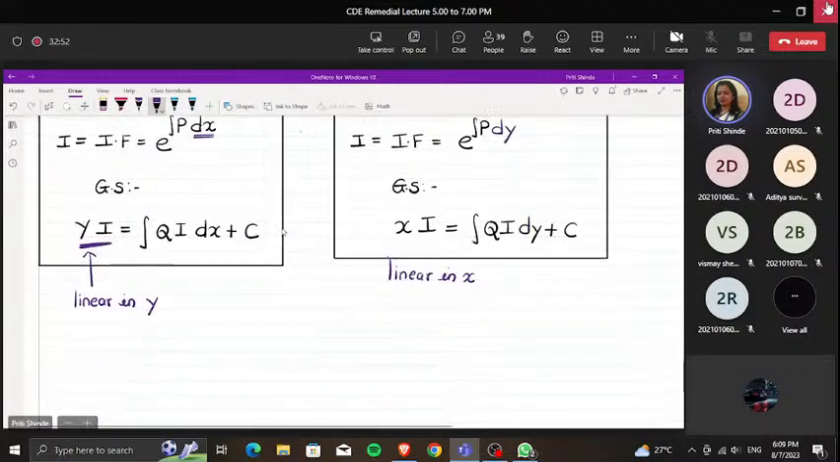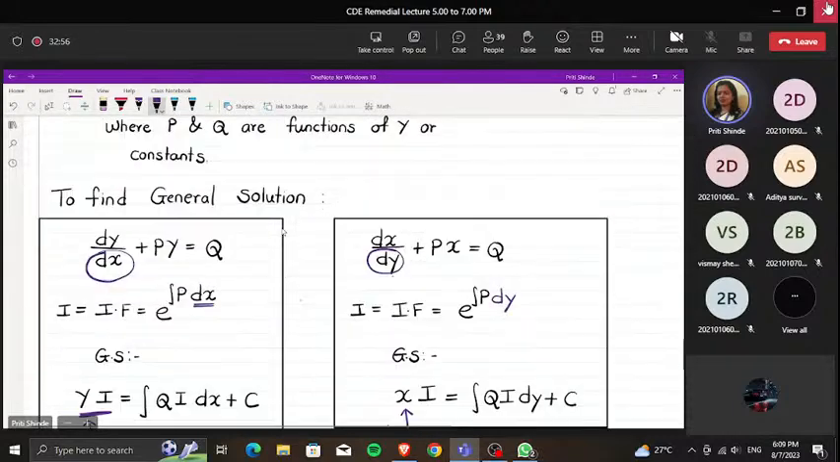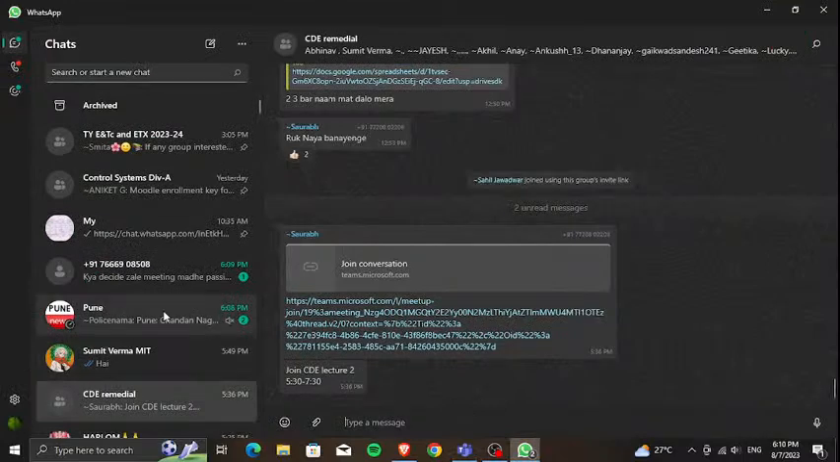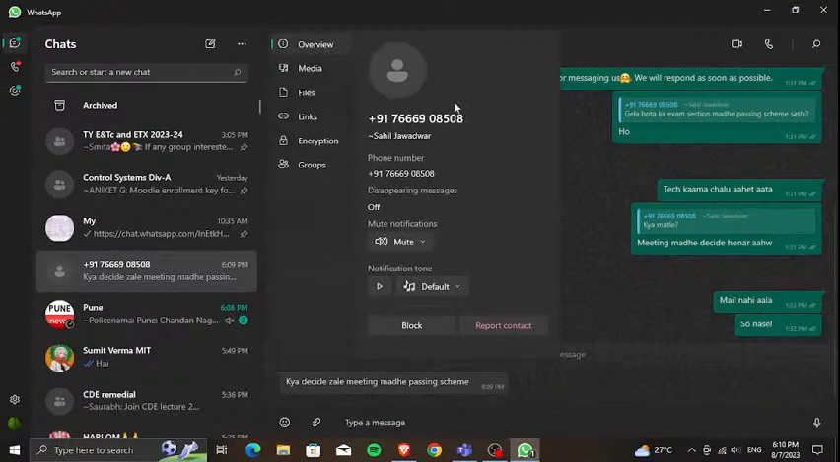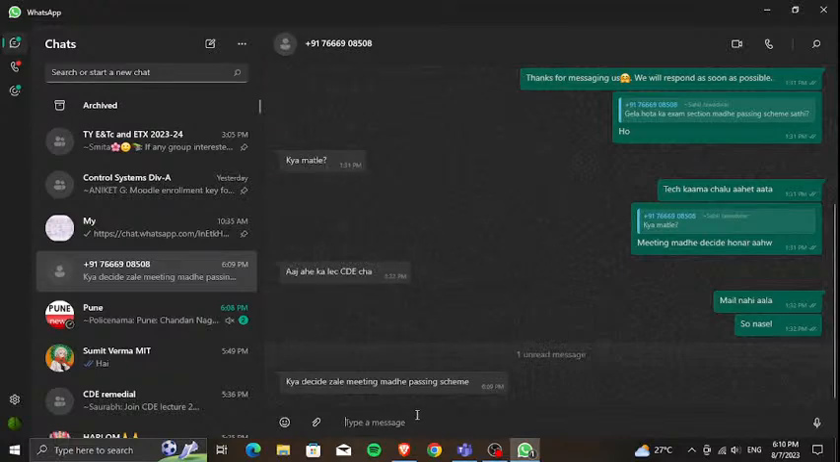Second one is linear in x, so your left hand side is x into I. First one is linear in y, so my general solution is y into I. Integration is with respect to x or with respect to y, depending on your differentiation. First, differentiation with respect to x, so integrate with respect to x. Second one, differentiation dx by dy with respect to y, so integration is with respect to y.